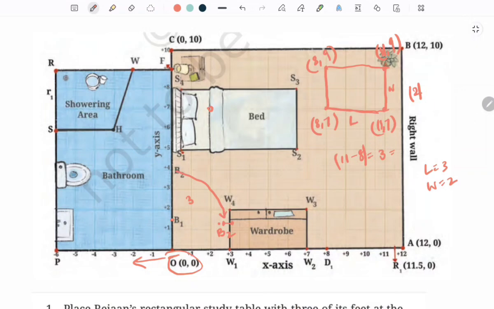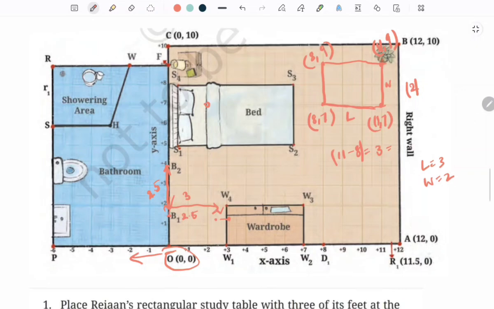We obtained this in exercise 1. This is 2.5, right? So if we extend this here, this is going to be 2.5, which means it's going to be still here, till here. So we can say that the bathroom door does not touch the wardrobe.